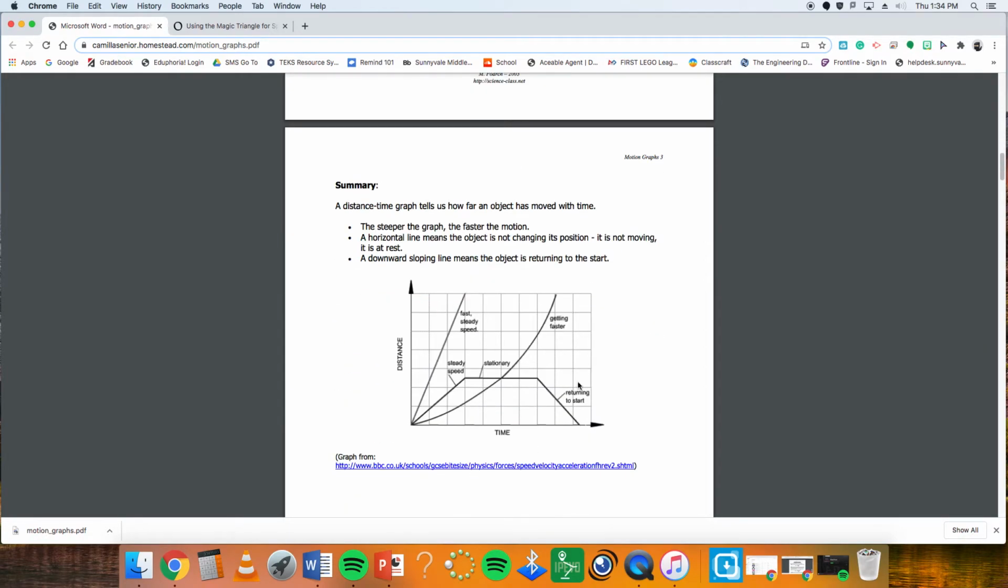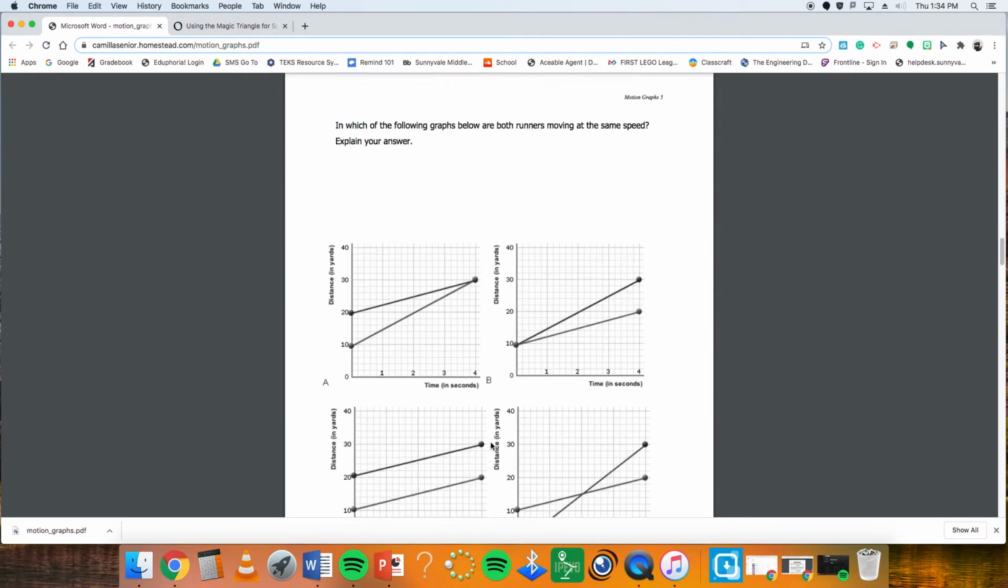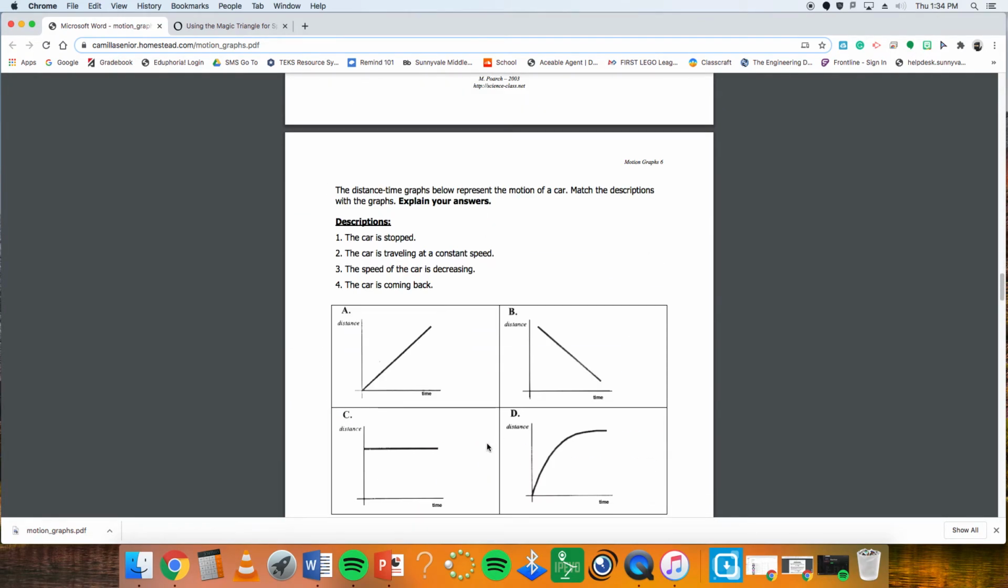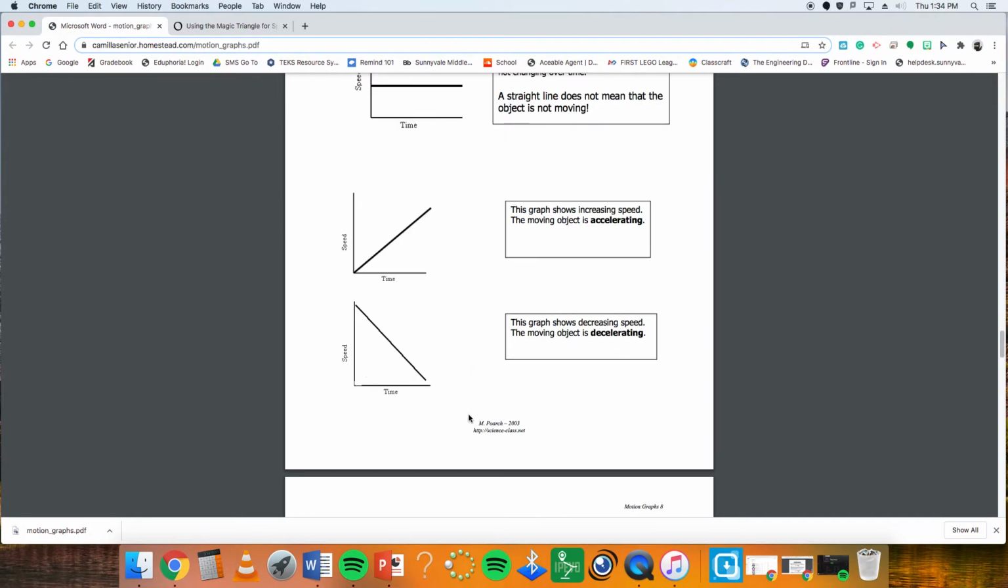This is a wonderful example of speed on a distance time graph, and know that stationary or at rest is a flat line on a distance time graph, and then returning to start. Some other explanations there, but I hit you with the basics. There's something, and then you're going to show your work.